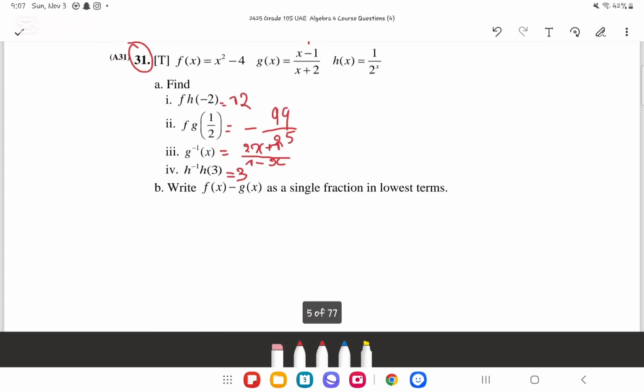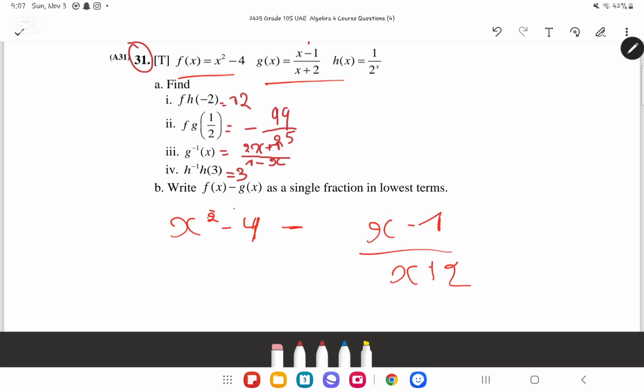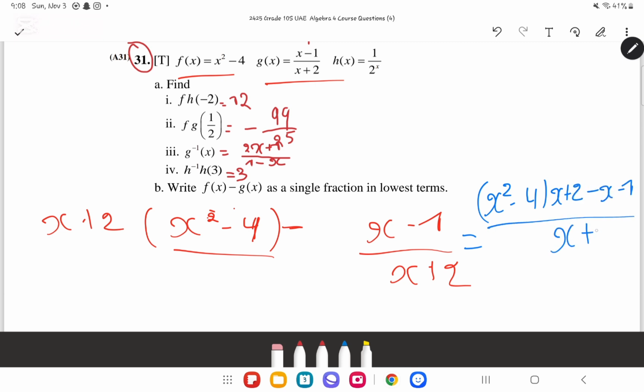So we have f(x) over here and g(x) over here. So very simply, f(x) is x squared minus 4, minus g(x), which is (x minus 1) over (x plus 2). To make them common denominator, you're going to multiply this up and down by x plus 2. And so then you will get (x squared minus 4) times (x plus 2), minus (x minus 1), over the common denominator, which is x plus 2.